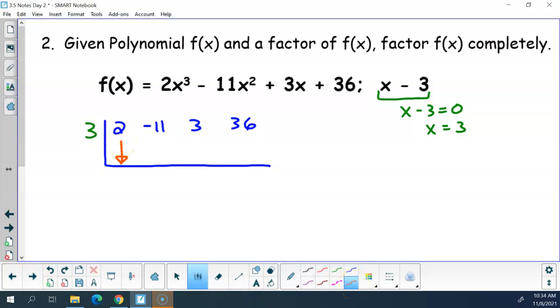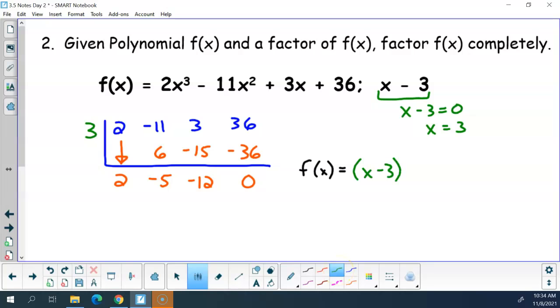Drop. Multiply. Add. Multiply. Add. Multiply. Add. Okay. So now f of x is x minus 3 times 2x squared minus 5x minus 12.